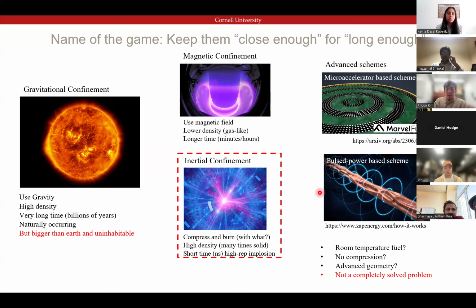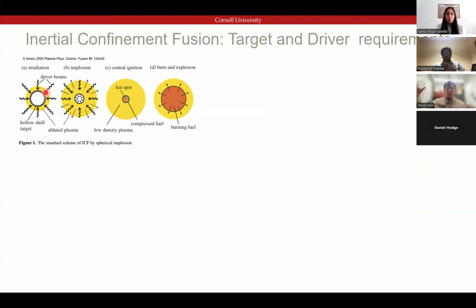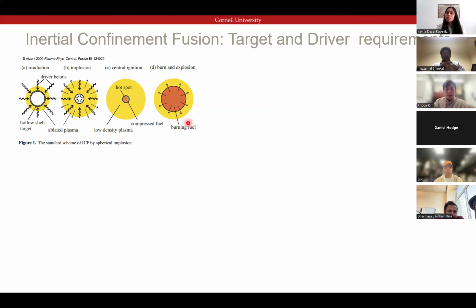So among all these, I'll talk about inertial confinement fusion, because that's what our hub is about. So how does inertial confinement fusion work? You have a hollow shell of DT, which you drive from the edges and ablate the surface of the DT. When there's ablation, then as action and reaction, there's a kind of rocket force that drives these shells inward. As a result, they form a hot spot surrounded by cold compressed fuel and a low density corona. And then if this gets heated enough, it'll cause a self-sustaining burn and explosion.